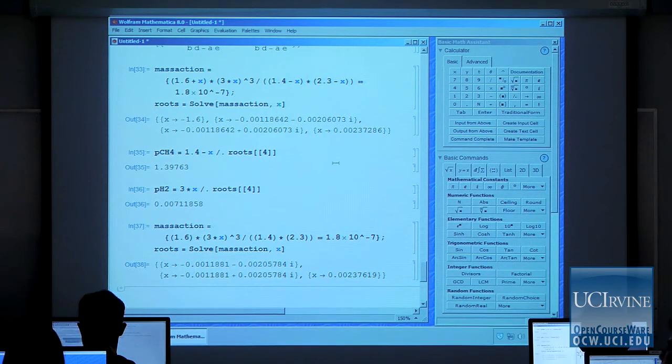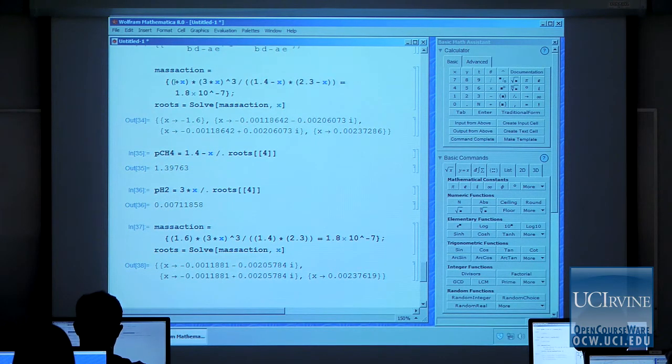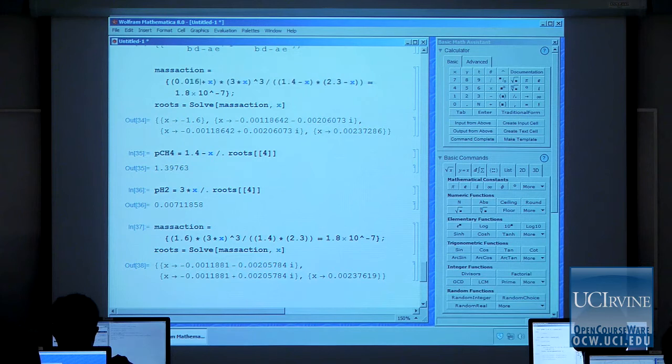But what if we try starting with much lower pressures. All right, so instead of 1.6, we'll start with 0.016. And instead of 3, say 0.03. And instead of 1.4, say 0.014. So 100-fold less in each case. 0.023. All right? So let's go ahead and let that rip.